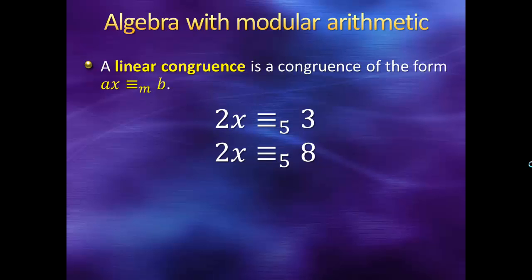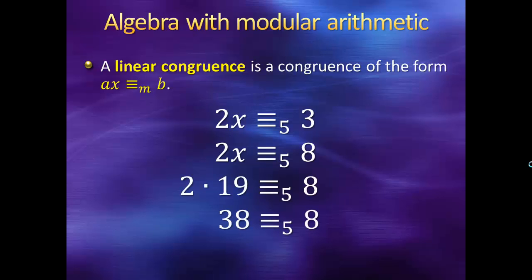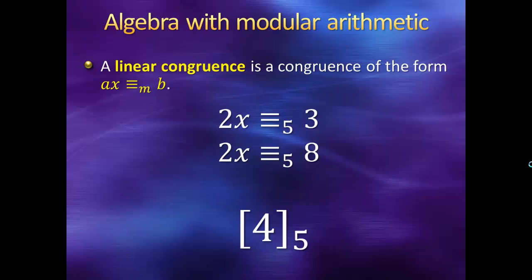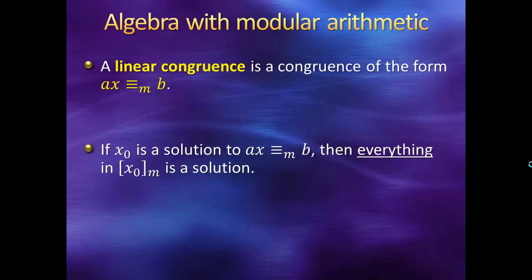Now we have a clear solution. If we let x equal 4, then the congruence is satisfied. But 4 isn't the only solution. For example, what about 19? 2 times 19 is 38, which when divided by 5 is 7 with a remainder of 3. So anything in the congruence class of 4 would solve our equation. In general, if x0 is a solution to ax is congruent to b mod m, then all the integers in the congruence class of x0 will also be solutions.